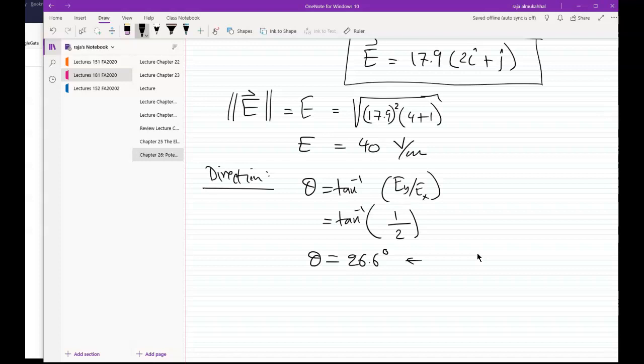And that would be what? Because it's from the positive x-axis like this. Here's the x-axis, here's the y. So the angle is this way. So that's going to be counterclockwise, CCW. There we go. Okay, good. That's basically what I wanted to cover as far as the electric field.